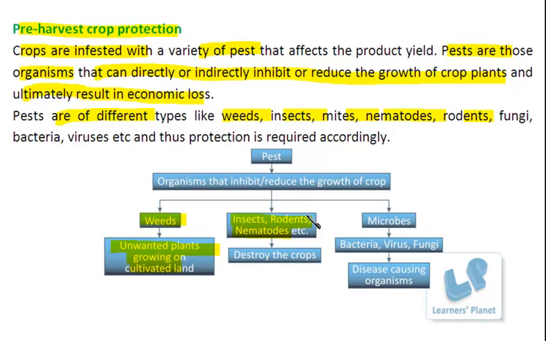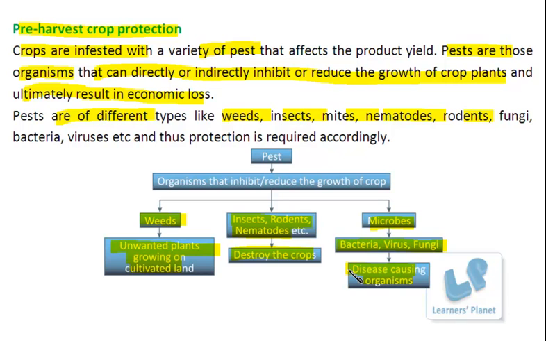So these are the multicellular organisms, right? And they are destroying the crops by attacking, by feeding on them, or by boring inside them, and in different ways. Then there are the microorganisms, which include bacteria, virus, fungi and so on. Generally these microbes are the disease causing organisms. That means they are the pathogens. So multicellular organisms destroy the crops by feeding on them or in different ways, while microbes cause diseases in the plants.